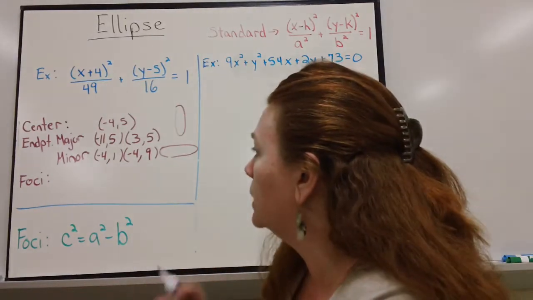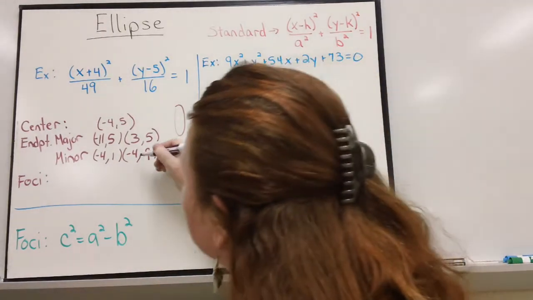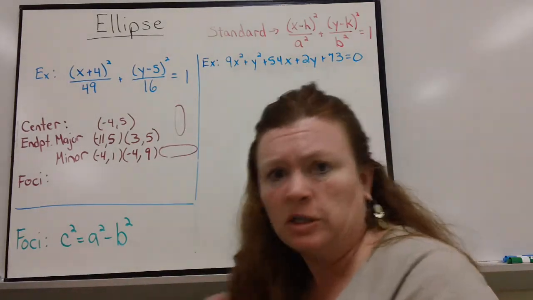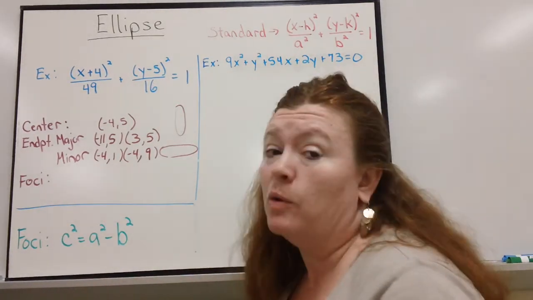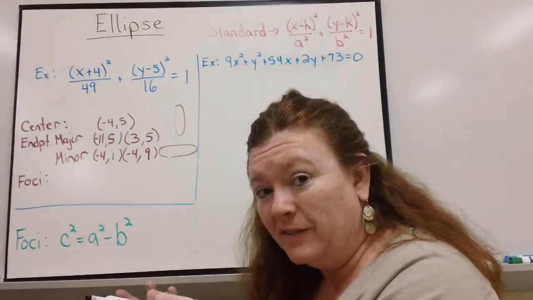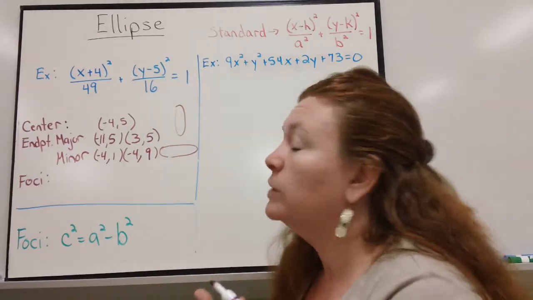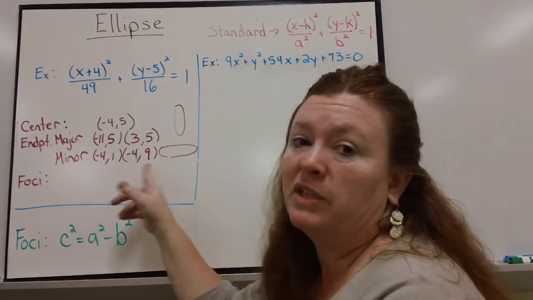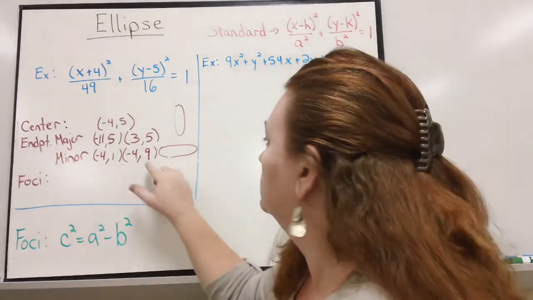Now, there is no rule that says which one has to come first and which one has to come second. It is important which ones are the major axis endpoints and which ones are the minor axis endpoints, but it doesn't matter if I wrote one of these first and one of these second.